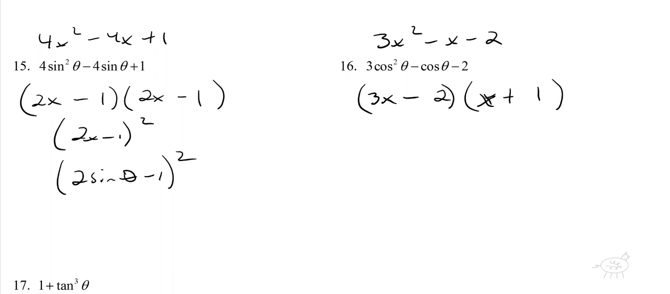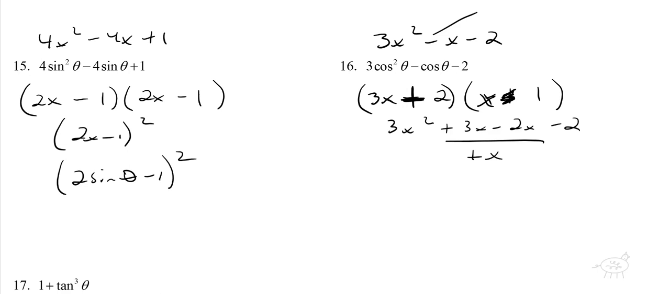But if I FOIL this out again, I'd get 3x squared plus 3x minus 2x minus 2, and that gives me plus x. And I need a minus x. So that just means I change the signs. That's all it means. Okay, so obviously this has got cosine in it, so instead of 3x plus 2, it's 3 cosine of theta plus 2, and cosine of theta minus 1. And that's what you have. You have the answer. Right. Okay, we're good to go. Okay, cool. All right, so everything's got cosine in it, and that's factored.